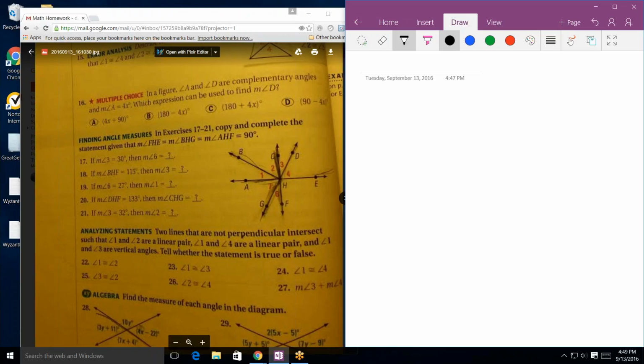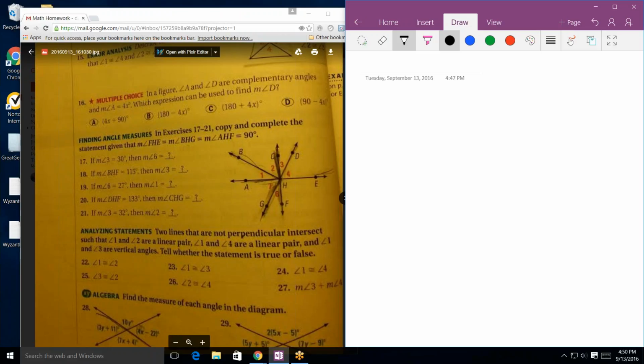And then AHF, that's 90, which makes AHE a straight line because we're given two 90-degree angles. Okay, so we know that AHE is a straight line. I'm not sure at the moment we can prove that GD is a straight line. Nonetheless, copy and complete the statement given.